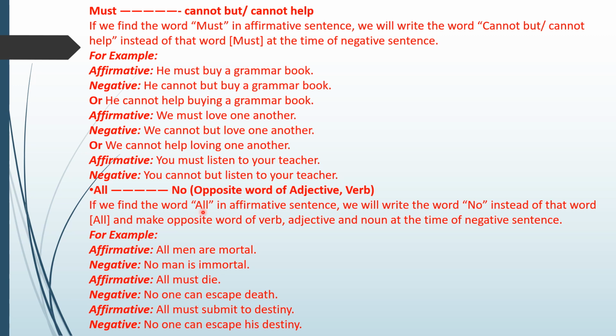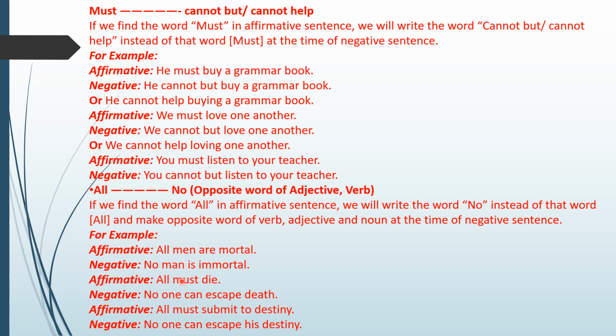If we find the word all in the affirmative, then we will write the word no instead of that word all, and make the opposite of the verb or the adjective or the noun that is there in the affirmative sentence at the time of changing it into negative. Look at the example. All men are mortal. So there is all in the affirmative, right? And we have to use no in the negative, and the opposite of this word mortal. So all men are mortal. So the negative will go: no man is immortal.